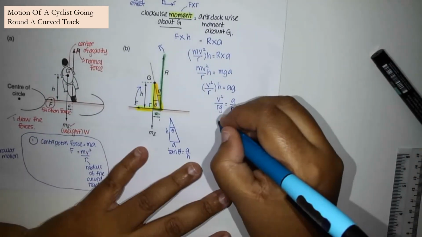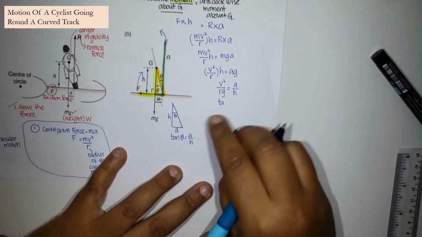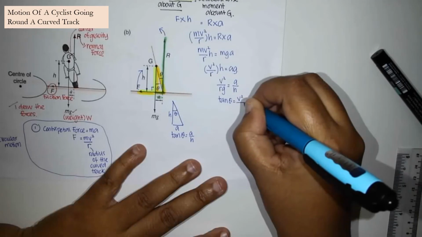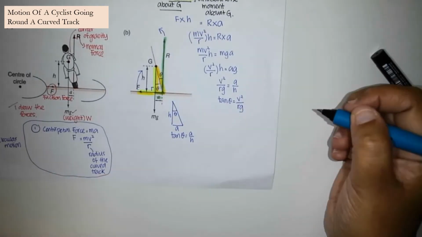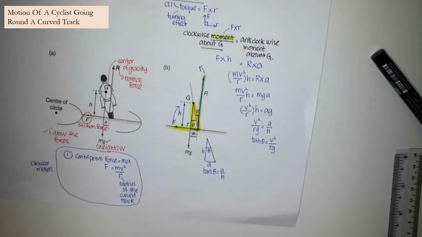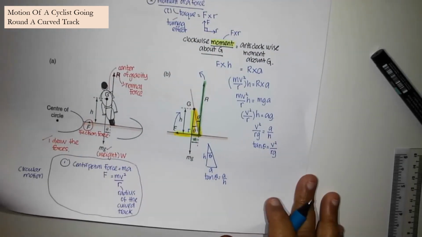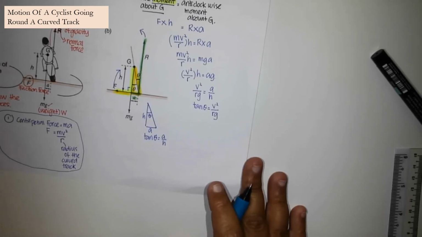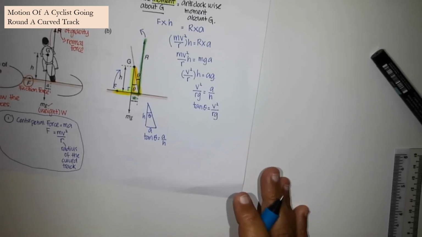Okay, so here tangent theta, A over H is tangent theta. Tangent theta is equal to v square over rg. So this tangent theta is also the same as this tangent theta. Now what does it mean? Why is tangent theta so important? Why is theta actually so important?